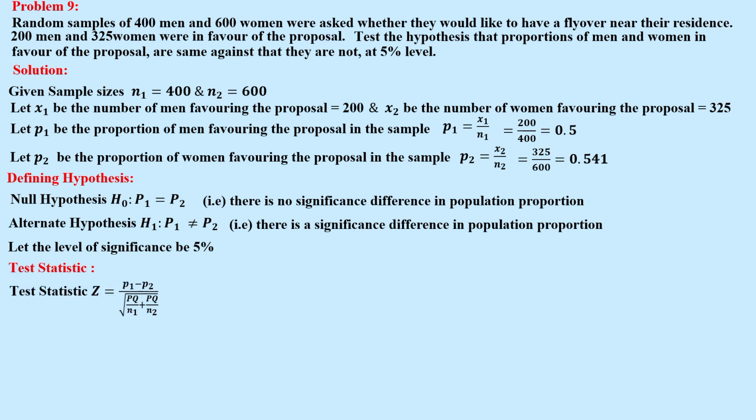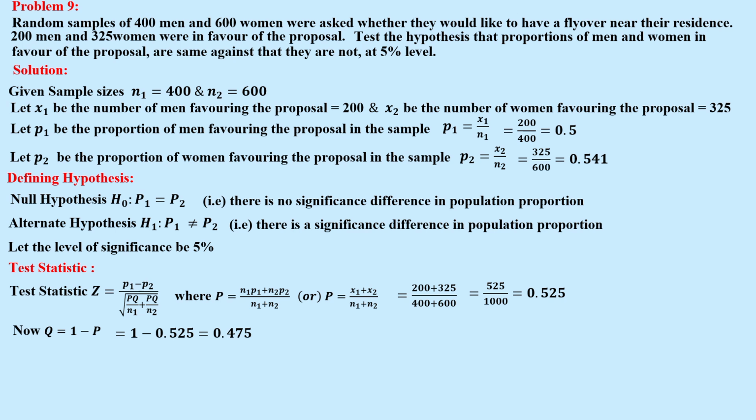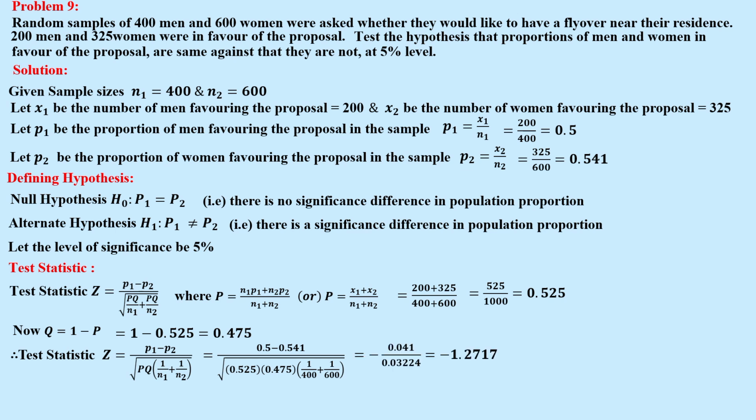Test statistic is equal to P1 minus P2 by root of PQ by N1 plus PQ by N2, where P is equal to X1 plus X2 by N1 plus N2, 200 plus 325 by 400 plus 600, that is equal to 0.525. So Q is equal to 1 minus P, that is 0.475. Substituting the values, 0.5 minus 0.541 divided by root of 0.525 into 0.475 into 1 by 400 plus 1 by 600, that is equal to minus 1.2717. So the calculated value is the modulus of the test statistic, taking the positive value, 1.2717.